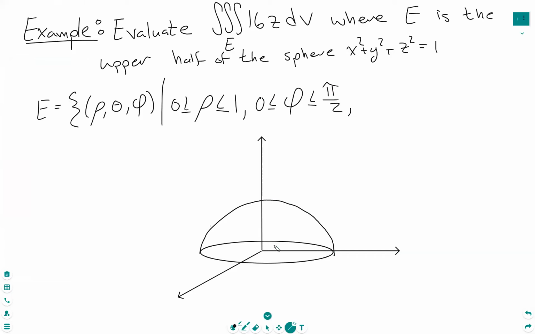Then I need to worry about what theta does. So rho goes out from 0 to 1, phi goes down from 0 to pi over 2, and then for theta, I need to go all the way around the sphere. So this goes from 0 to 2 pi. And that makes us a half sphere.